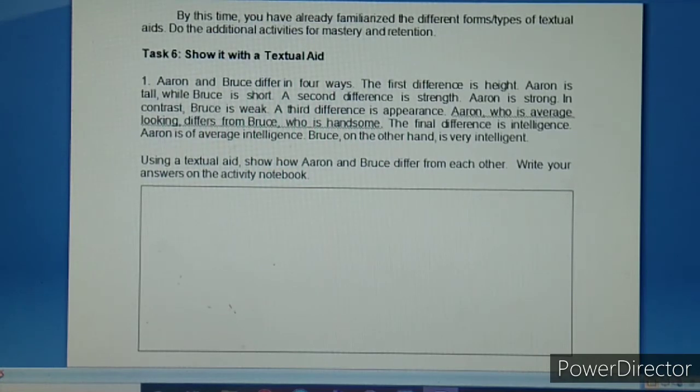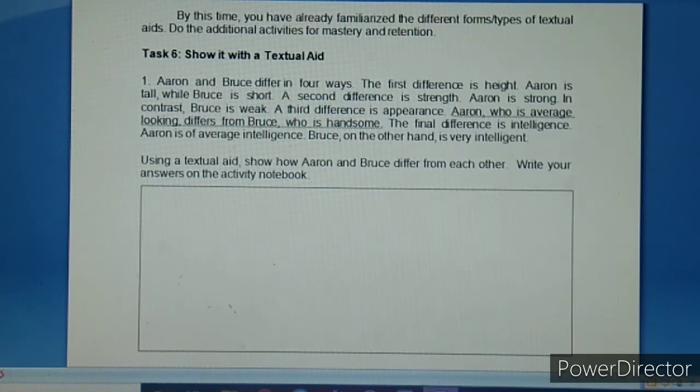Aaron and Bruce differ in 4 ways. The first difference is height. Aaron is tall, while Bruce is short. Second difference is strength. Aaron is strong, while Bruce is weak. Third difference is appearance. Aaron is average looking, while Bruce is handsome. The final difference is intelligence. Aaron is of average intelligence, while Bruce is very intelligent.